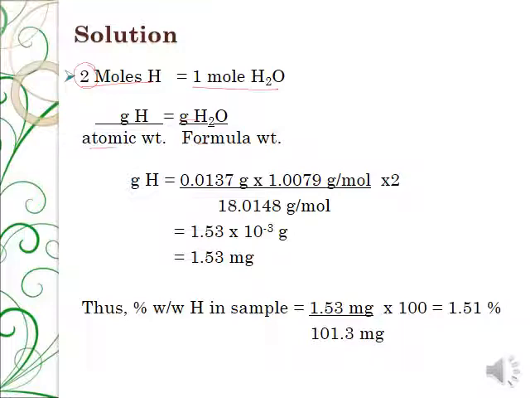This information is given. This one we can obtain from the periodic table. This one can be obtained from the periodic table, so we can solve for hydrogen. Remember the 2 over here, so make sure you multiply by 2 later on. So the mass of hydrogen is 1.53 milligram, and the mass of the sample is 101.3. Multiplying by 100, we can solve for the weight over weight percent of hydrogen in the sample, which is 1.51%.